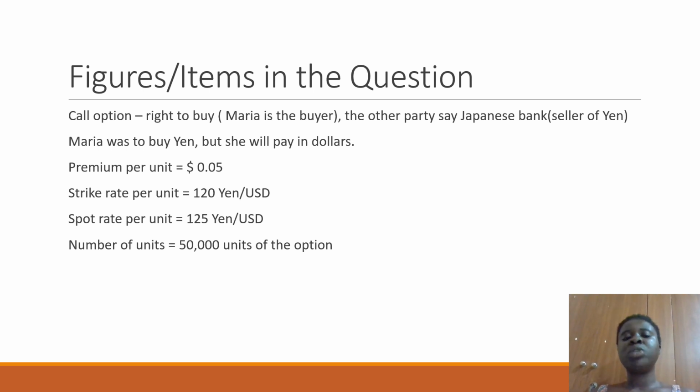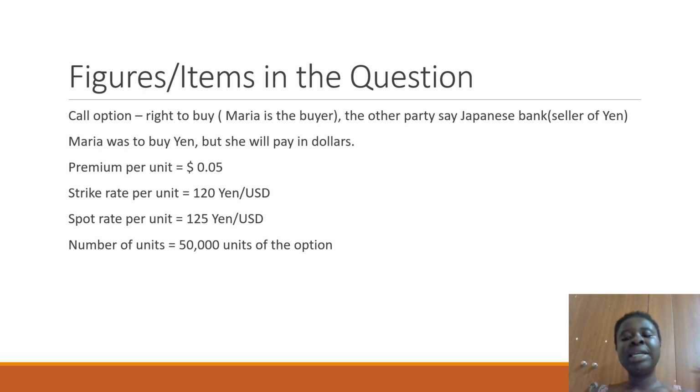So Maria has the right to buy the 50,000 units of yen from the Japanese bank if she decides to exercise the option at the expiration date. Okay, so if Maria is going to buy the yen, she's going to pay with dollars, because she's residing in the US and her home currency is the dollars.